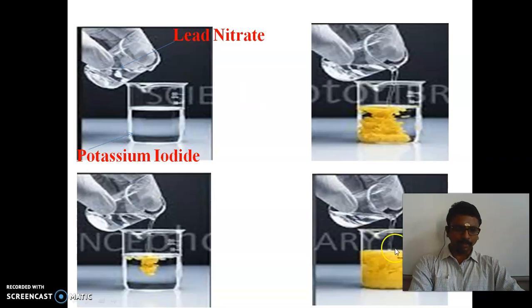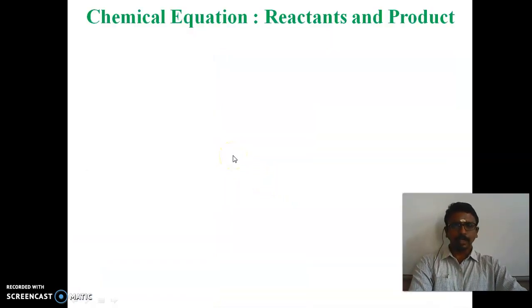So what is obtained here? The yellow precipitate is formed. What is the product here? Lead iodide and potassium nitrate are obtained. What is the starting material here? Potassium iodide and lead nitrate. Next, we will discuss chemical equations, in which we look at what a reactant is and what a product is.